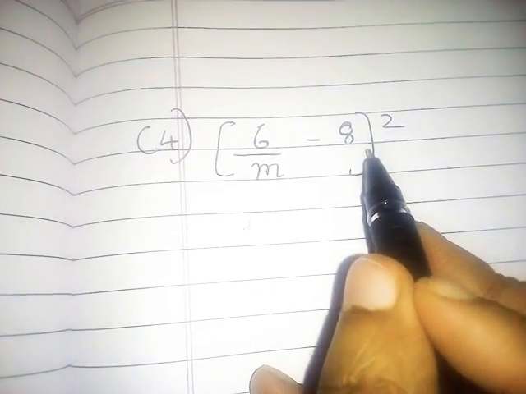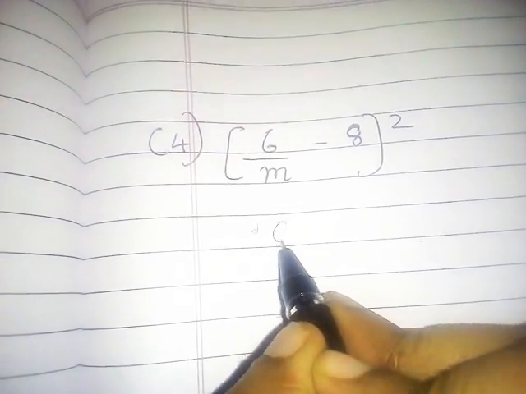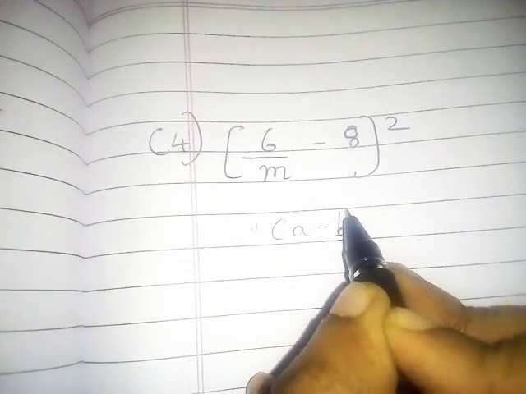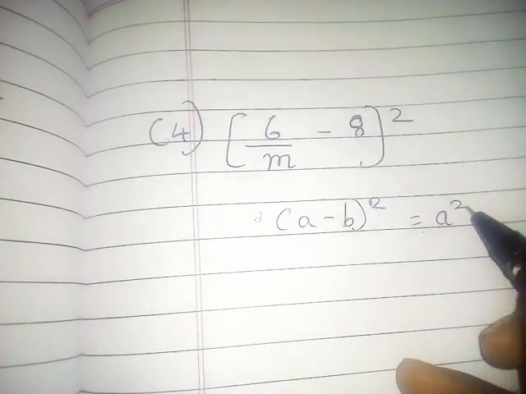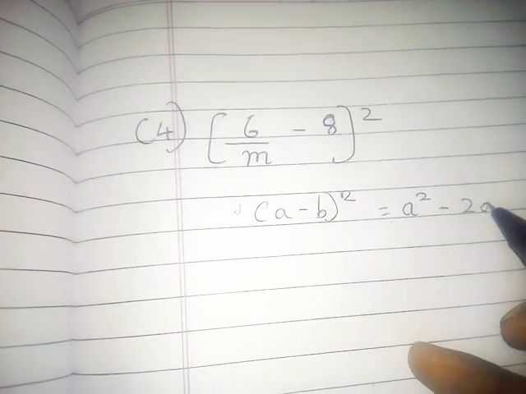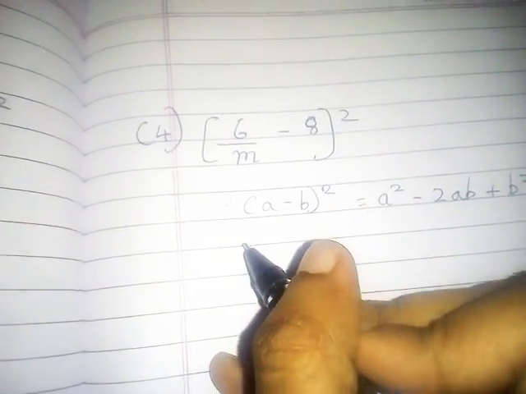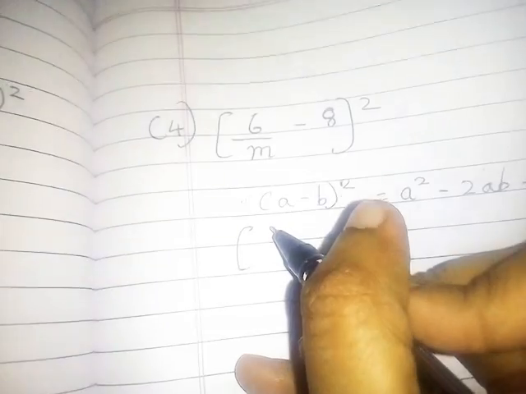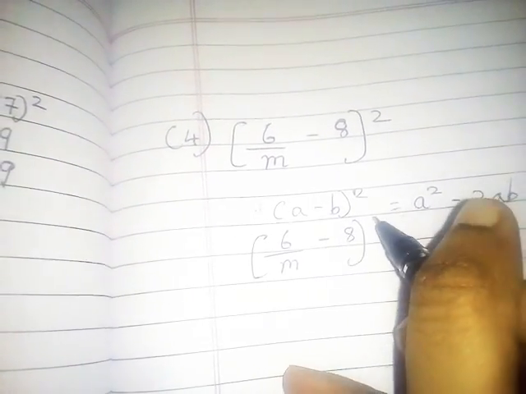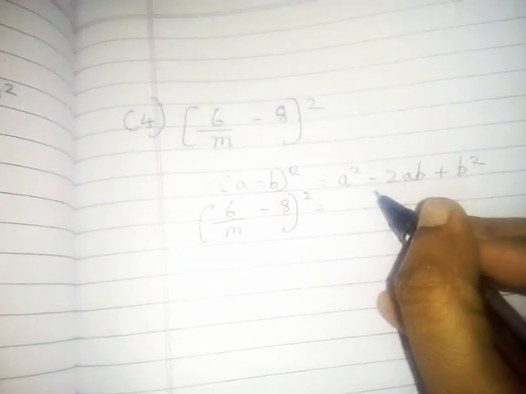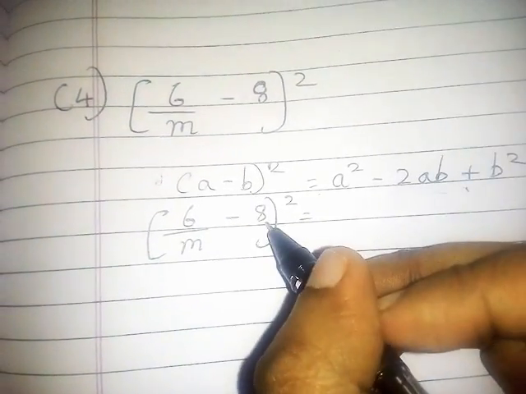6 upon m minus 8 the whole square. So this formula will come: a minus b the whole square is equal to a square minus 2ab plus b square. Okay. Question, what is given, write it again. 6 upon m minus 8 the whole square. Now you have to write in this formula. What is there? 6 upon m is in a place, 8 is in b place.